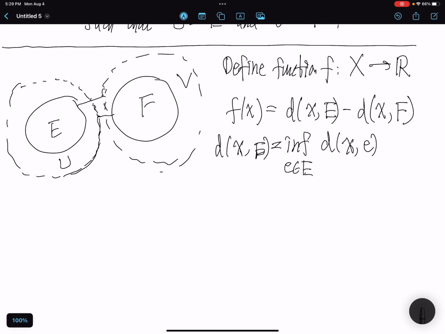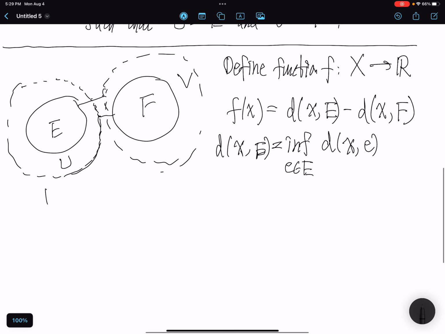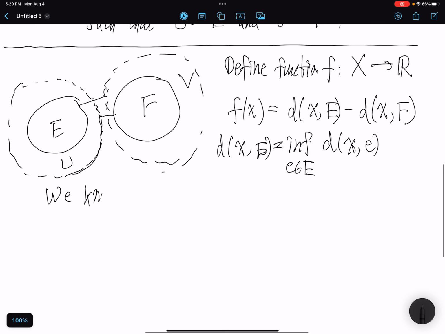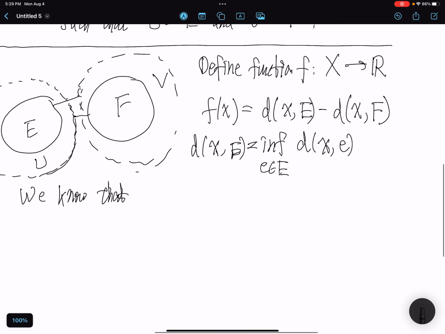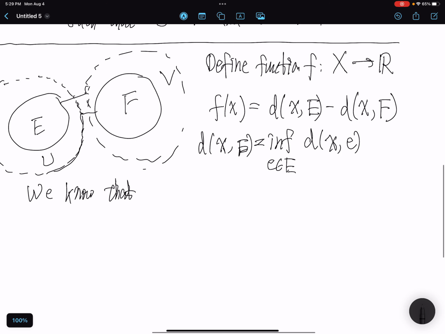We know that the distance function is always continuous, right? So the distance from x to E is a continuous function. Similarly, the distance from x to F is also continuous. So f of x is continuous.